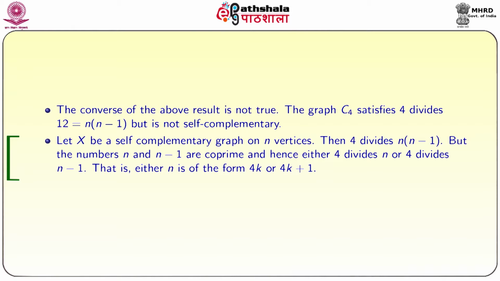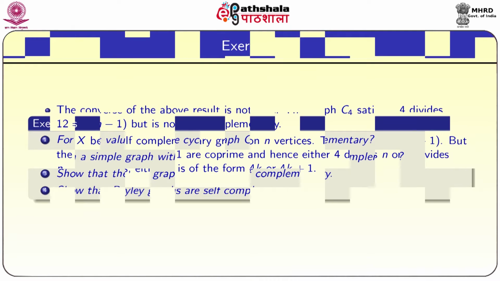So, this is an important thing: if X is a self-complementary graph with n vertices, then n is of the form either 4k or 4k plus 1. So, if there is any graph with n vertices and that n is of the form 4k plus 2 or 4k plus 3, then that is no longer a self-complementary graph. This is a necessary condition on the graph with n vertices such that the graph is self-complementary.